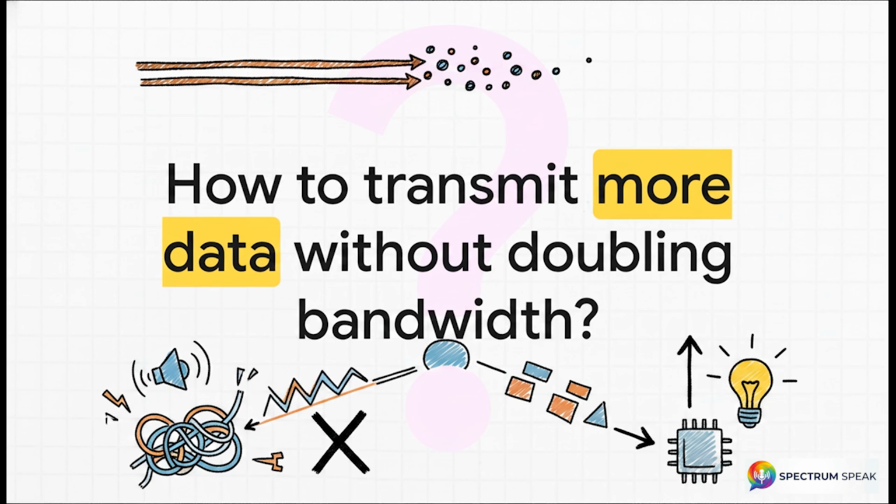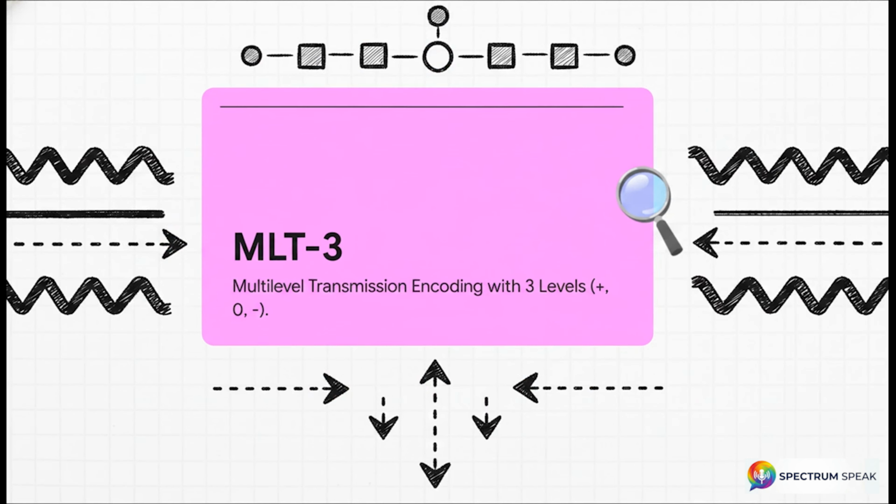Well, the secret actually lies in changing how we encode the ones and zeros onto the wire in the first place. Enter our solution, MLT3. Now that stands for multi-level transmission encoding with 3 levels. Unlike your standard, simple binary codes that just flip back and forth between a high and a low voltage, a simple 1 or a 0, MLT3 introduces a third state. It uses 3 distinct voltage levels: positive, 0, and negative. By shifting from a binary signal to this ternary signal, we unlock some absolutely incredible efficiencies.